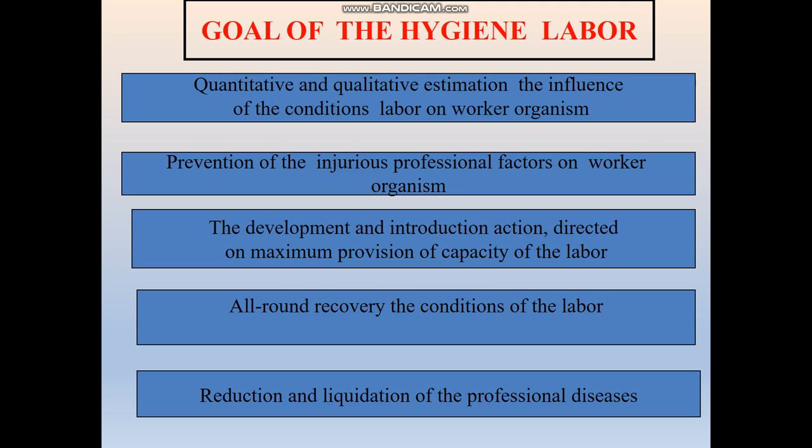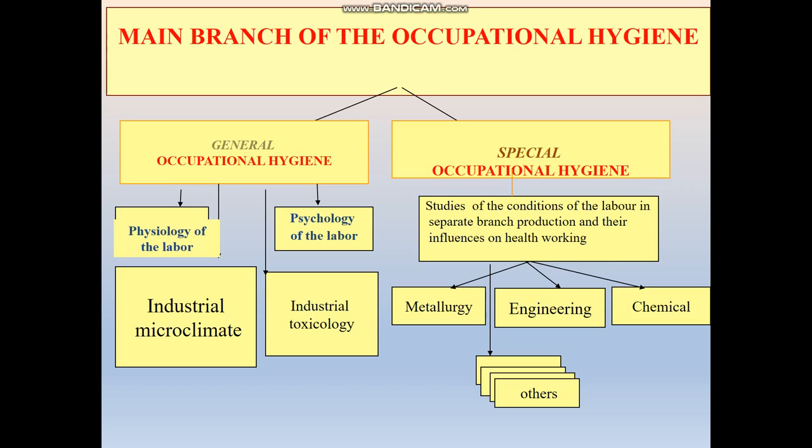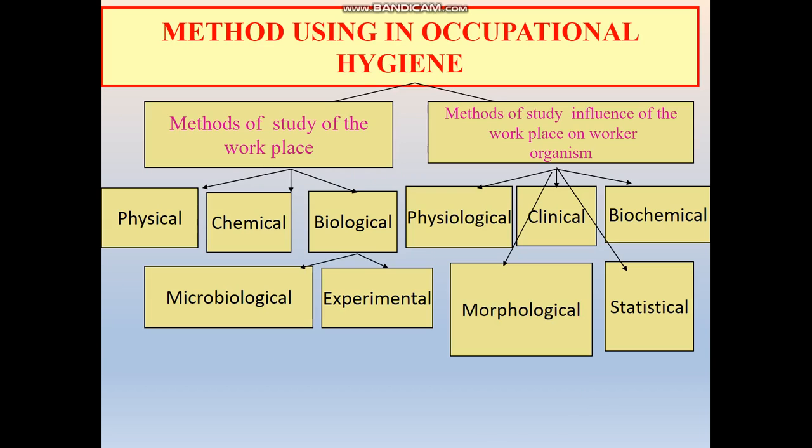The main goal of the hygiene of labor: quantitative and qualitative estimation of the influence of the condition of labor on the worker organism, prevention of the injurious professional factor on the worker organism, the development and introduction of action directed at maximum provision of capacity for labor, all-round improvement of the condition of labor, and reduction and liquidation of professional disease. The main branches of occupational hygiene are general occupational hygiene and special. General occupational hygiene studies the physiology and psychology of labor. Special occupational hygiene studies the condition of labor in separate branches of production and the influence on the health of the labor. Methods used in occupational hygiene are divided into two groups.